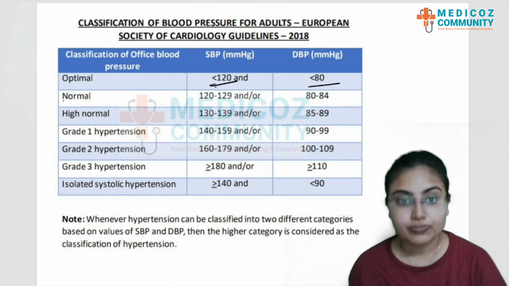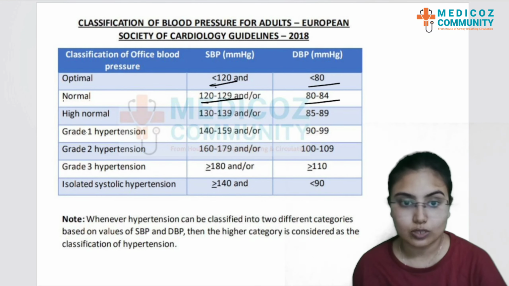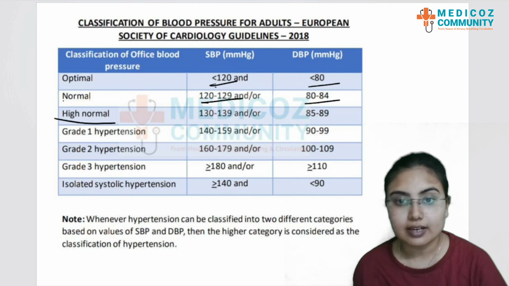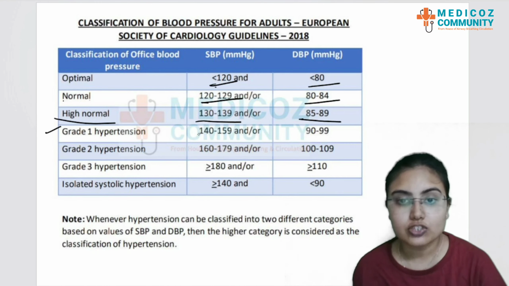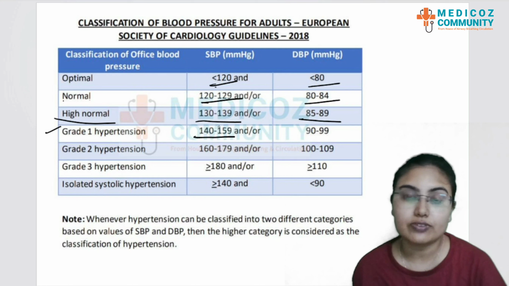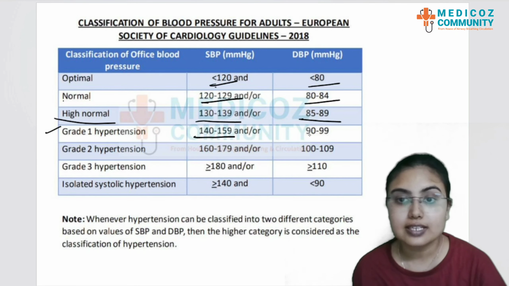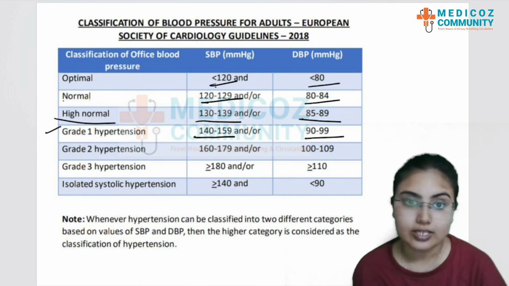So the classification of office blood pressure: the optimal is less than 120 systolic and less than 80 diastolic. The normal is 120 to 129 systolic and 80 to 84 as the diastolic. High normal is regarded as 130 to 139 the systolic and 85 to 89 as the diastolic. Grade 1 hypertension is 140 to 159 systolic and diastolic is 90 to 99.